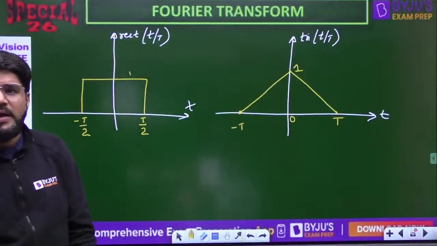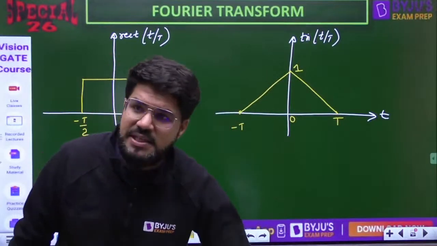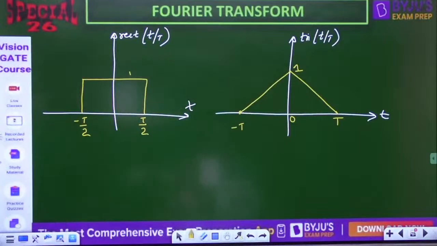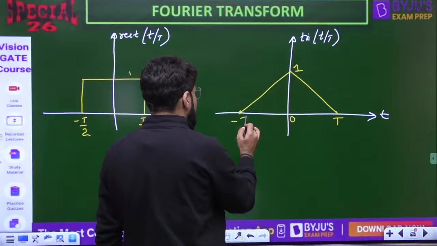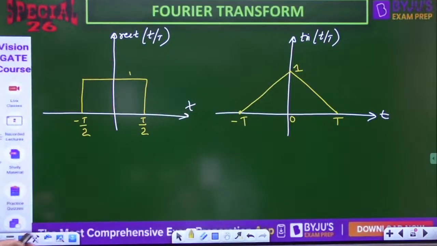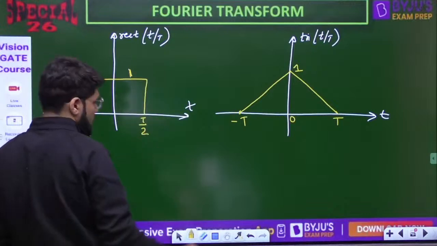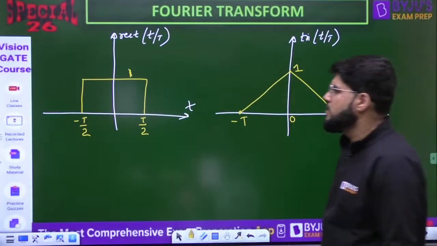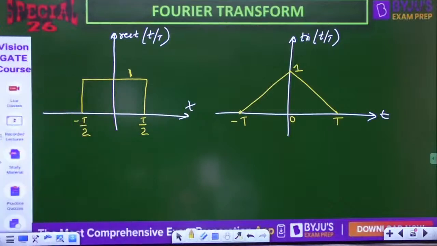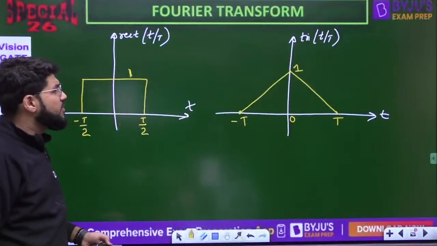Height is 1, and the total width is 2t, and that is why it is located from minus t up to plus t. Okay, this is done. Next. So you must remember these basic definitions of rect and tri.